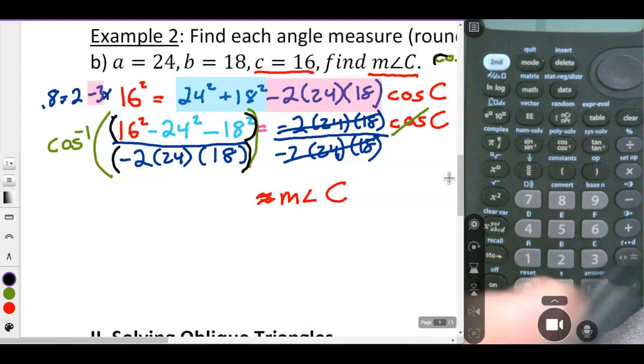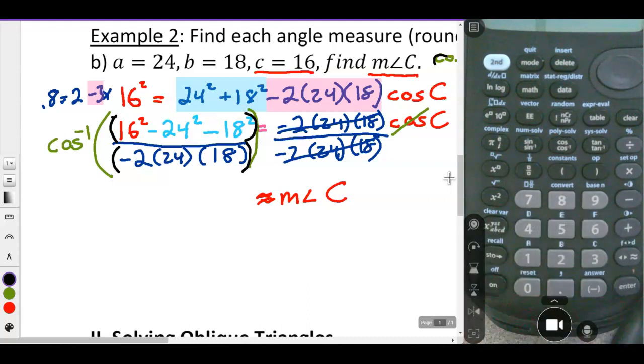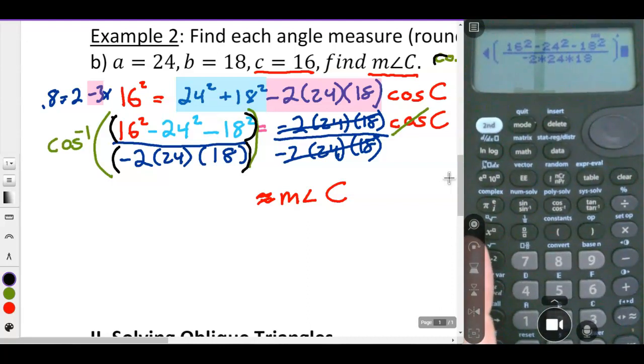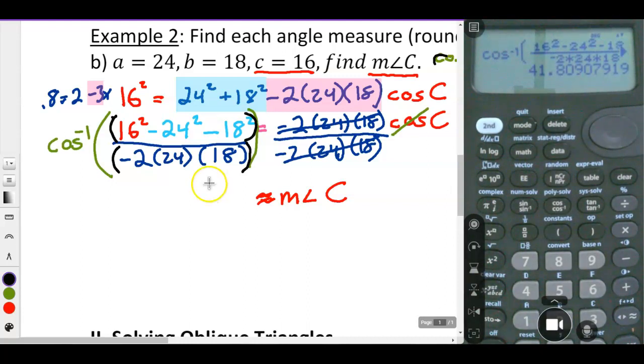If you get something that says syntax error, it's probably because you used a subtraction button instead of the negative button. Or you might have some parentheses that you need to add in order for it to understand what you're doing. So that comes out to about 41.8. Okay.